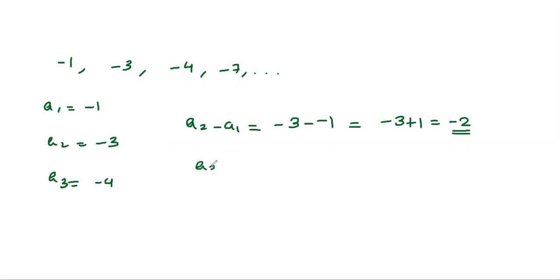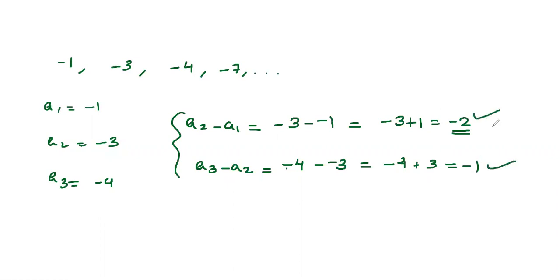Now we need to calculate A3 minus A2. A3 is minus 4 here. Again minus sign. The value of A2 is minus 3. So it is equal to minus 4 plus 3, and this is equal to minus 1. And here you can see the difference between the consecutive terms is minus 2 here and minus 1 here. This is not a constant value. This is entirely different. So we can say this is not an AP. There is no common difference in this sequence. So simply we can say this is not an AP.